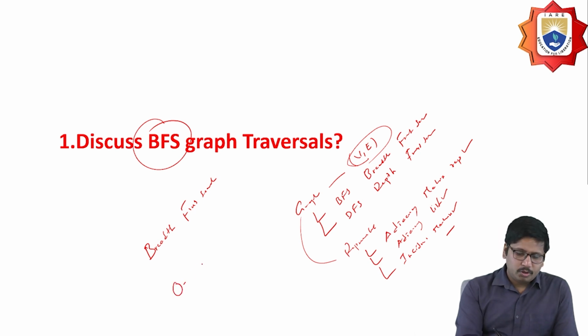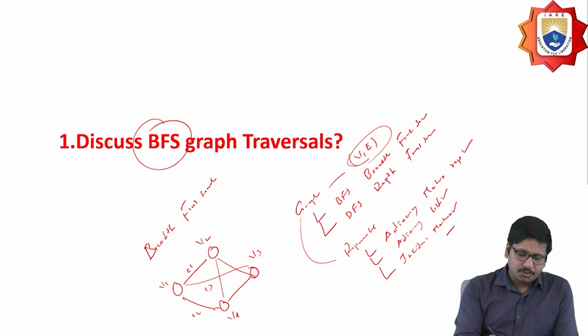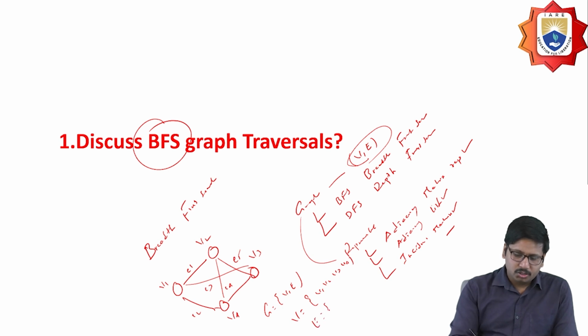Normally if I have a graph, this should be a representation of the graph. We have vertices V1, V2, V3 and V4, and these are edges E1, E2, E3, E4 and E5. The graph is presented as the set (V, E), where V is V1, V2, V3 and V4, whereas the edges are E1, E2, E3, E4 and E5.